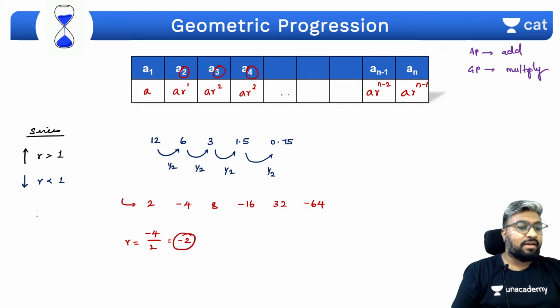Yes, so if R is negative: 8 by -4 is -2, -16/8 is -2, understood? Yes, if R is negative, then what happens? It is inconsistent. It increases as well as decreases, both. Inconsistent. Okay?